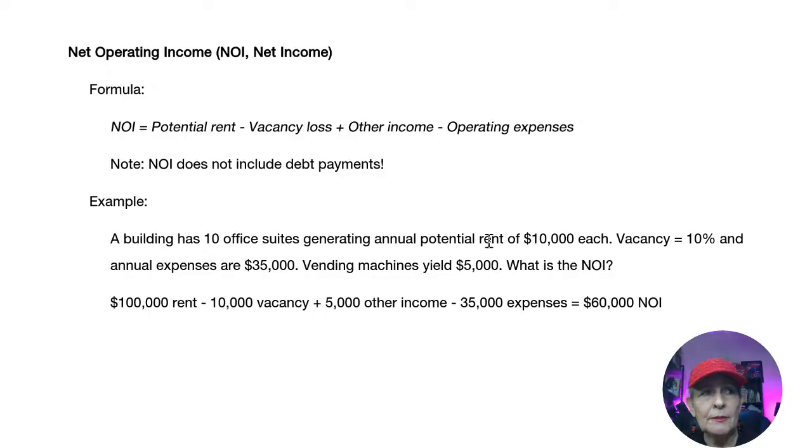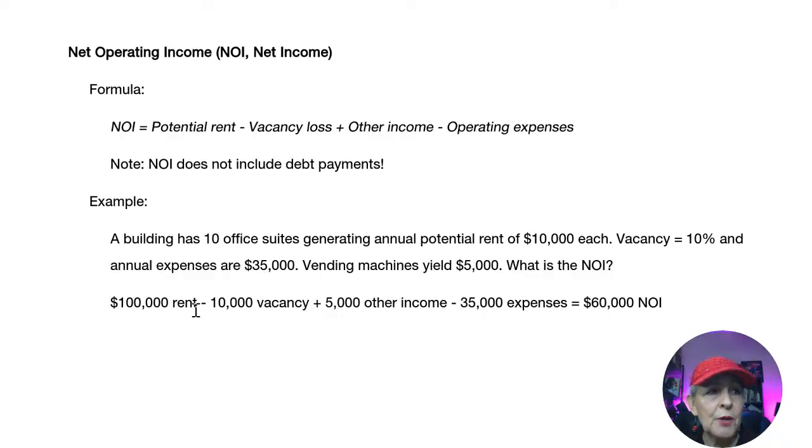Generating annual potential rent of 10,000 each. How many buildings, offices? 10. Renting potentially for 2,000 each. Vacancy is 10% of what? 10 offices versus what? 1 less unit. And annual expenses are 35,000. They have vending machine yields 5,000. So that is what is other income here. What is the NOI, net operating income?